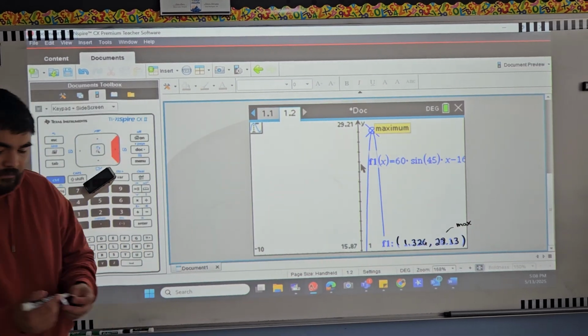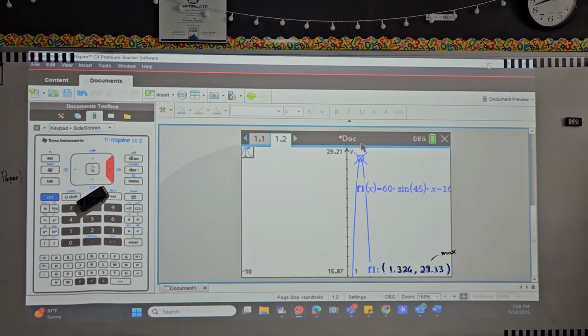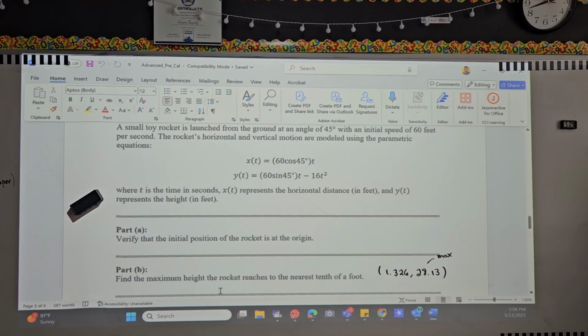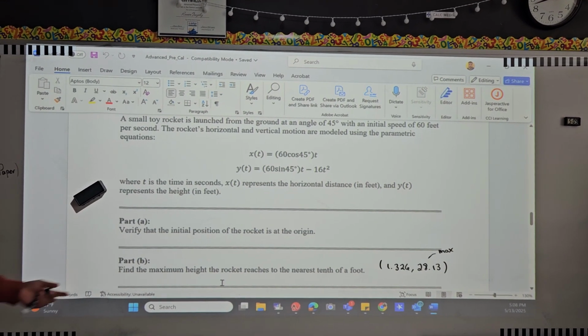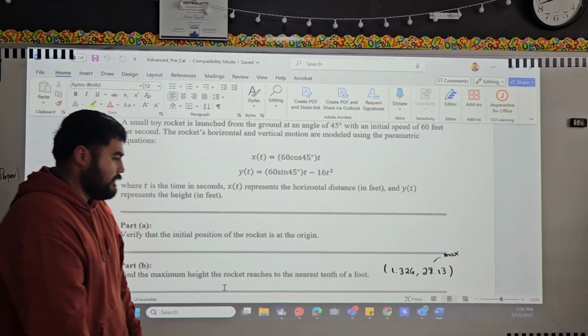Alright? That is literally it. So if I go back, the answer, oh, we got it right on the spot. You see that? Part B. So find the maximum. The maximum, you look at the y. So 28.13. And there you have it.